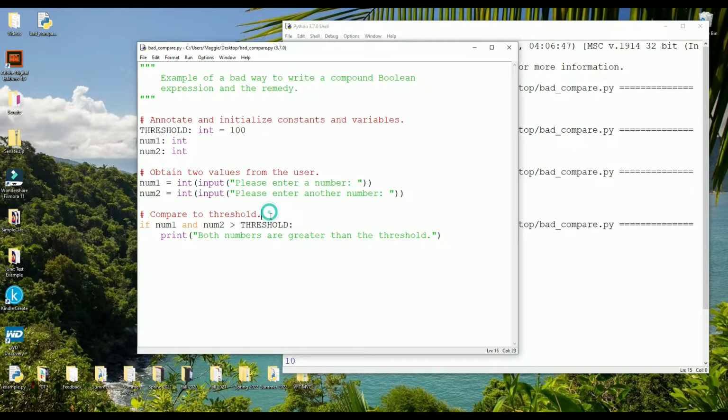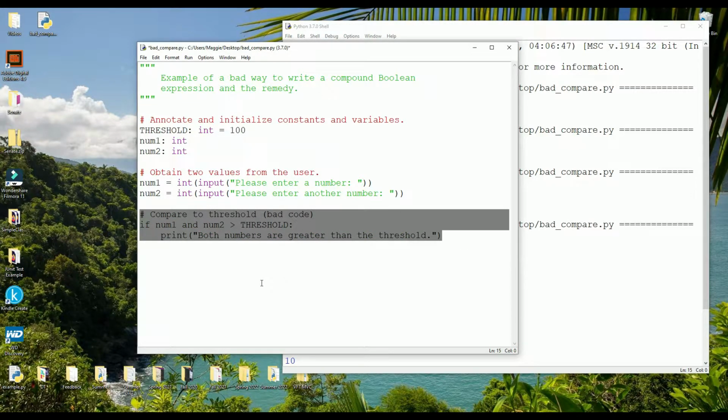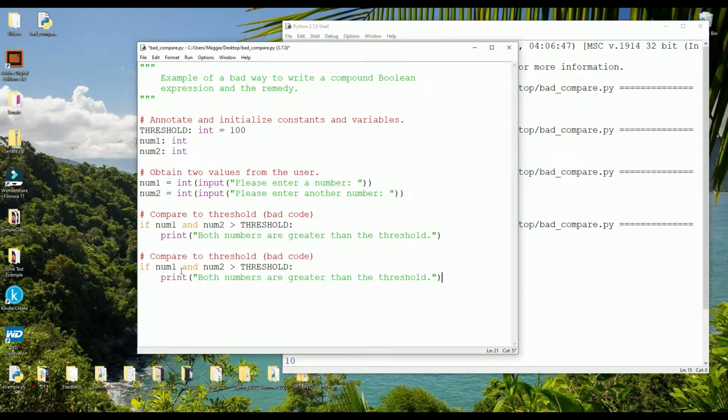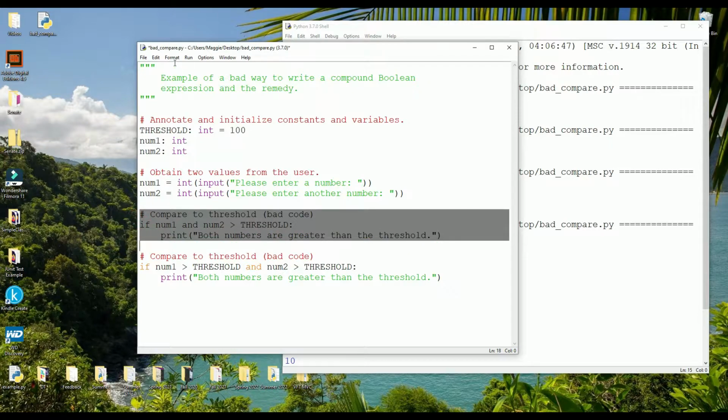Okay, so this is the bad code. How do we fix it? We have to have a complete expression on each side of the AND. And the expression that we want over here isn't num1, because that's essentially just testing num1 not equal to 0. What we want is this to print if both numbers are greater than the threshold. So we want the same expression basically over here, except comparing num1. So num1 greater than threshold and num2 greater than threshold. Let's comment this one out.